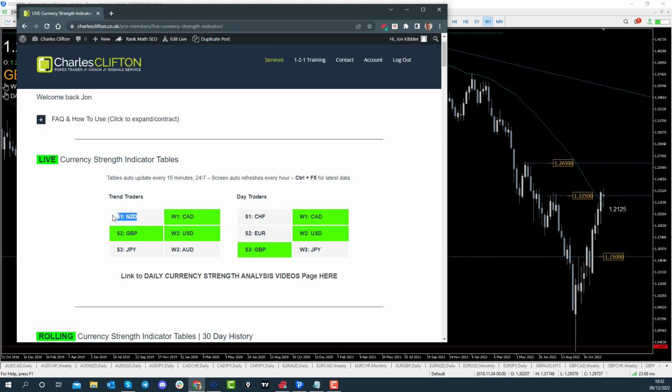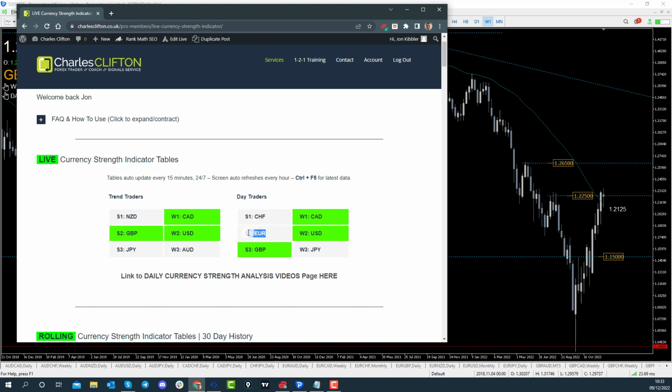Well, it's showing us that the New Zealand dollar on the trend traders is still number one. It's followed by the Great British Pound at S2, followed by the Japanese Yen at S3. On the weak side, we have the Canadian dollar still at the top of the table as the weakest currency. We then follow that with the US dollar as the second weakest currency, followed by the Australian dollar, which is the third weakest currency.